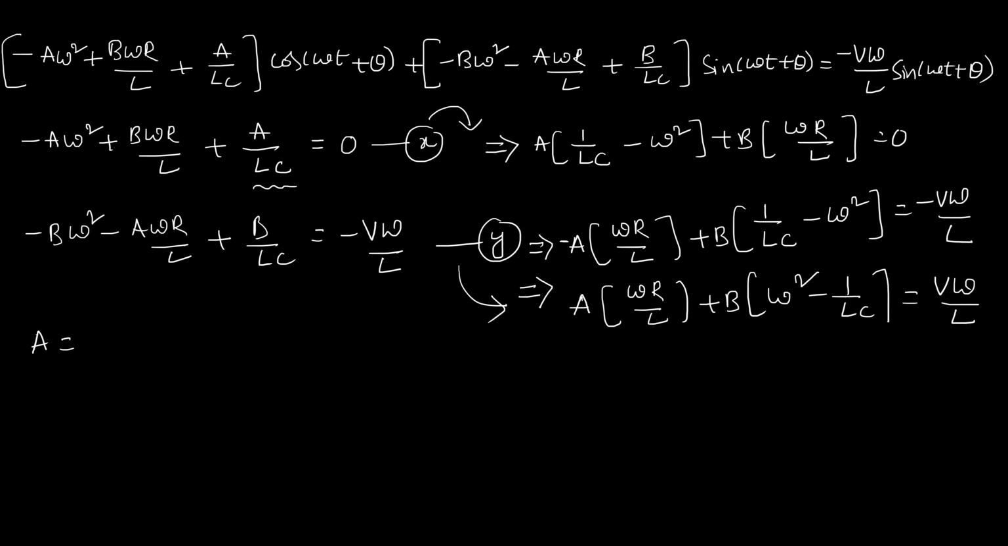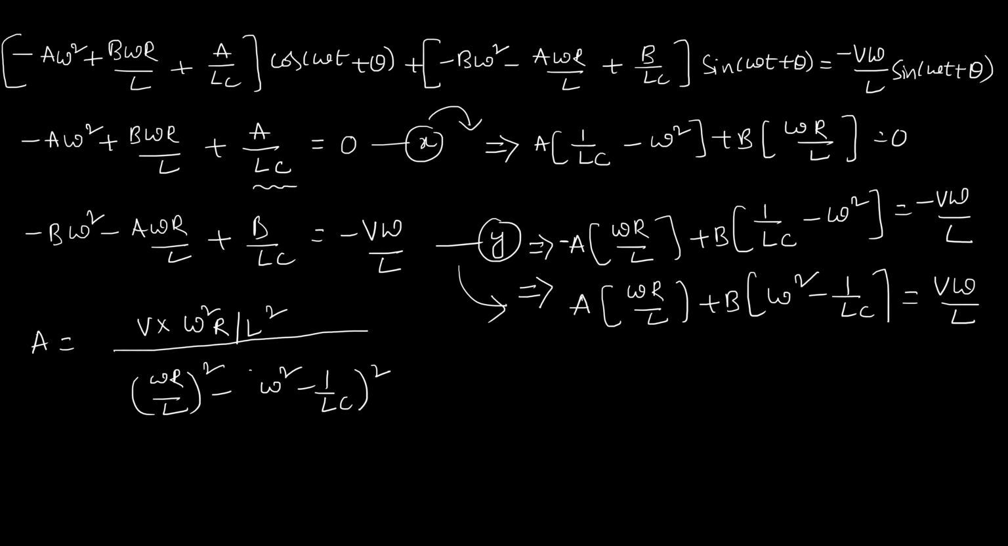So I'm writing the direct relation here. So A will be V into omega square R by L square, divided by (omega R by L) whole square minus (omega square minus 1 by LC) whole square. Okay, so this is the A expression: V omega square R by L square by (omega R by L) whole square minus (omega square minus 1 by LC) square.